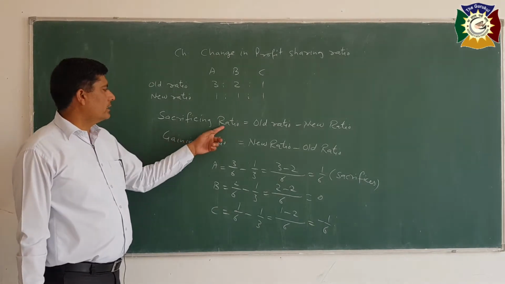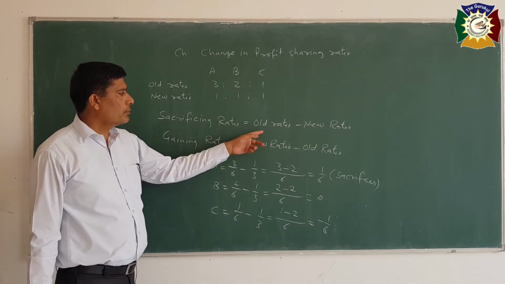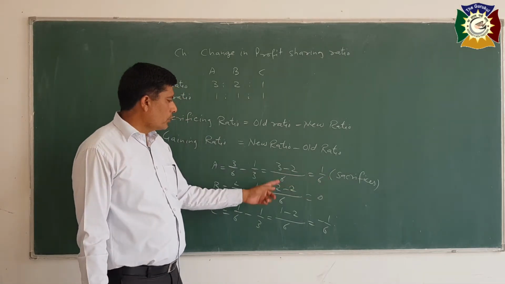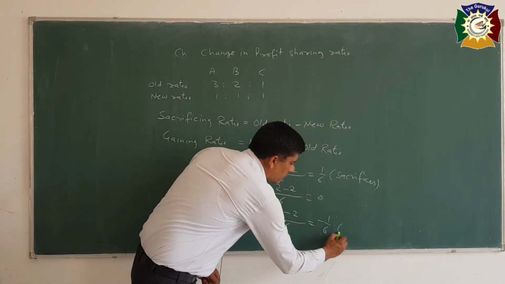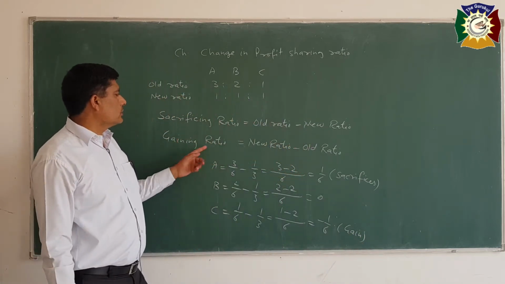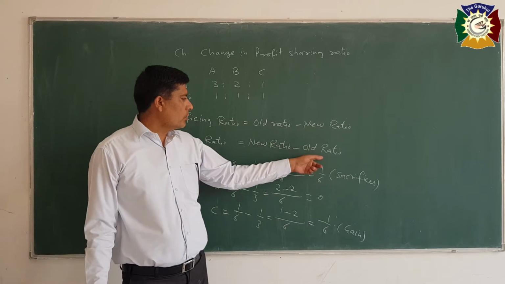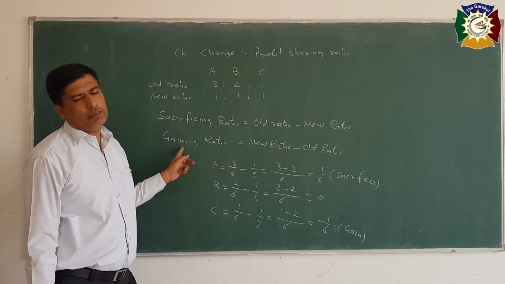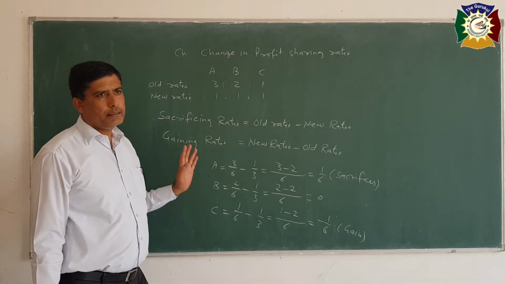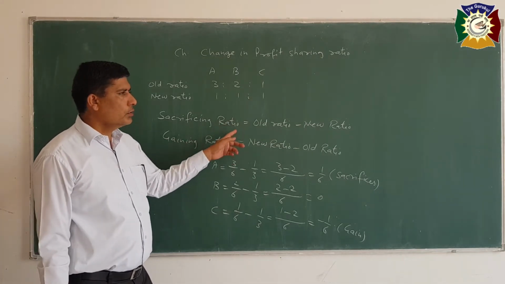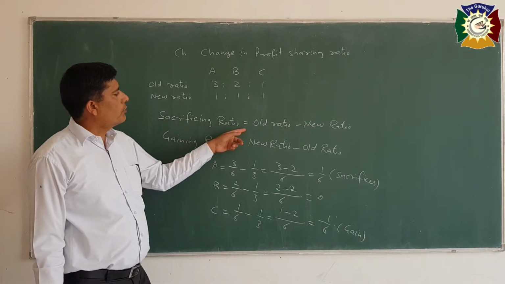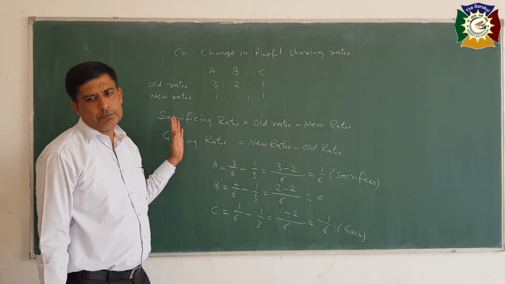So in both the methods, you can apply any one. If you apply the formula of sacrificing ratio, old minus new, and your answer is positive, the partner will sacrifice. If your answer is negative, the partner will gain. On the other hand, if you use the formula new minus old ratio, if your answer is positive, then the partner will gain. If your answer is negative, the partner will sacrifice. So in both of the two, you can use any. In most of the cases, we use the formula of sacrificing ratio.